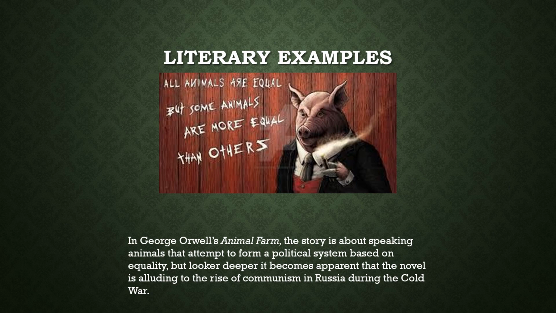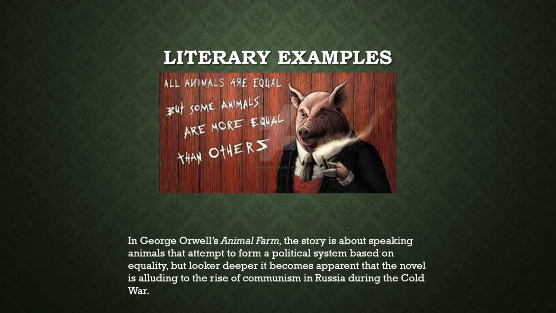Another example is Animal Farm by George Orwell. In Animal Farm, the story is about speaking animals that attempt to form a political system based on equality. But looking deeper, it becomes apparent that the novel is alluding to the rise of communism in Russia during the Cold War. I personally love this novel a lot. I really wasn't much for reading in like middle school and high school, but this is one of the books that really got me into it.